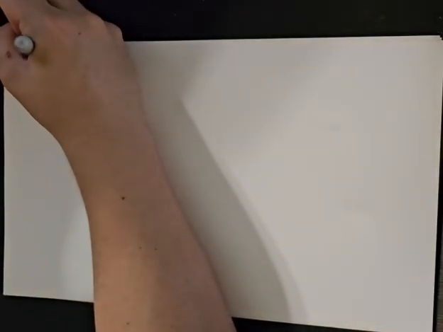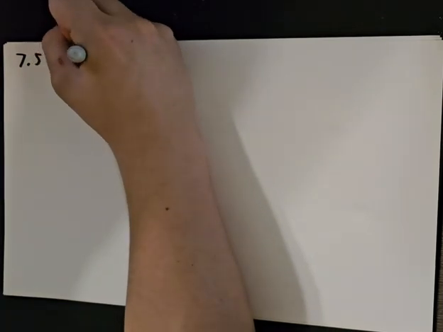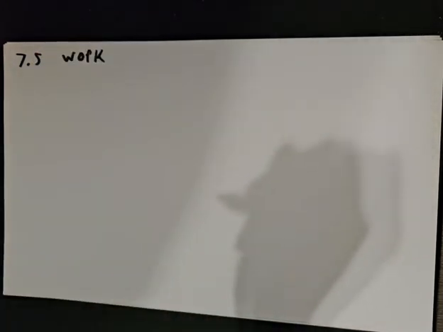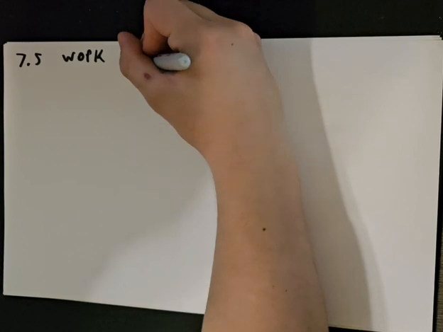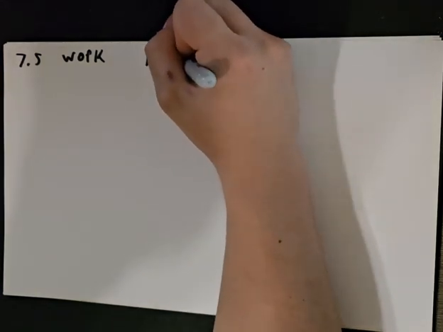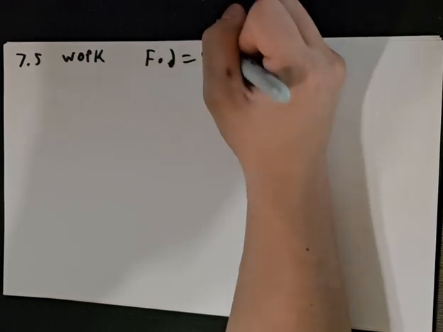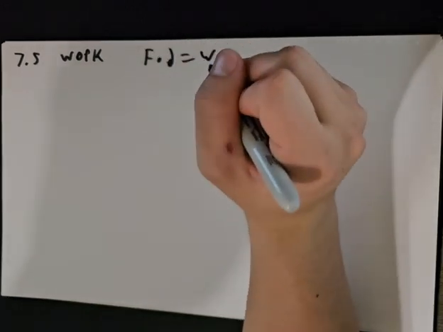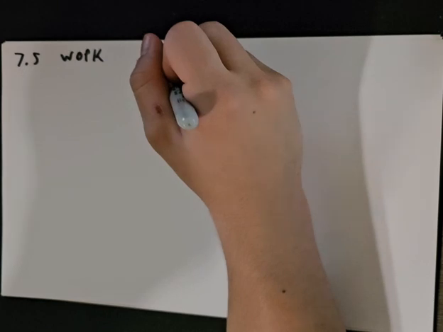Okay, 7.5, work. Work is a physics concept, and the formula for work is force times distance. So it's the force applied on an object multiplied by the distance.